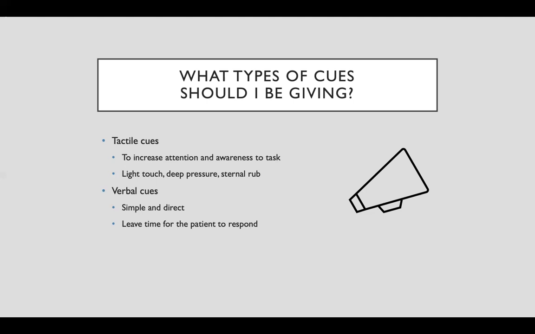When providing verbal cues, we want to make sure that our cues are simple and direct, especially to these patients that are experiencing delirium. And so we want to remember that these patients are already confused. We don't want to give them too many cognitive challenges initially. We want to make sure that we are leaving enough time for the patient to respond. So giving them a couple seconds in between what we're telling them to do. And so whether it be a verbal response or a response to stimulation, we want to give them that time to respond.